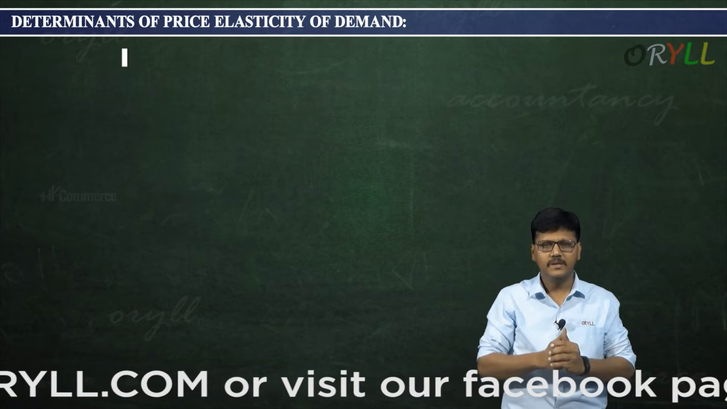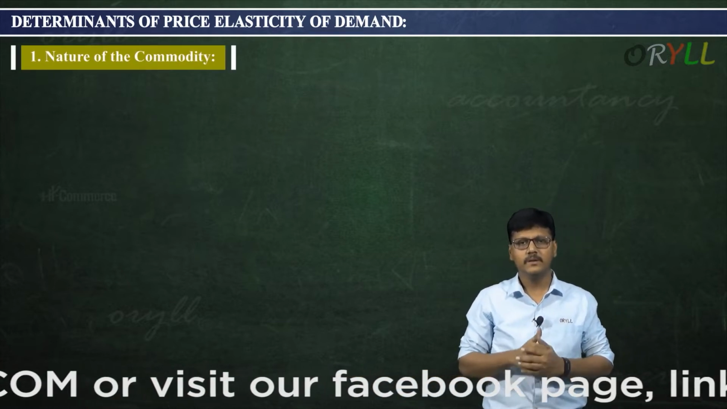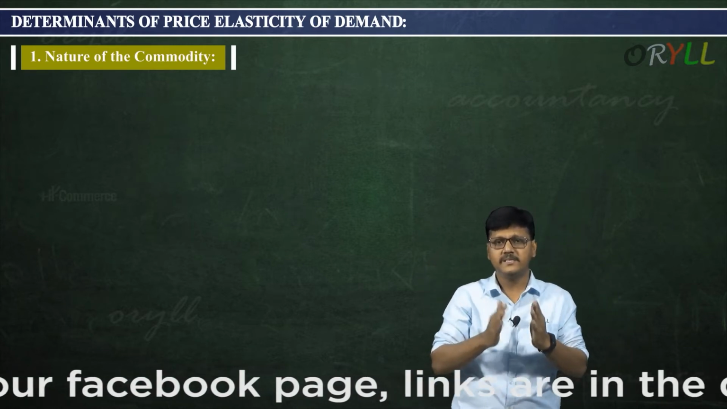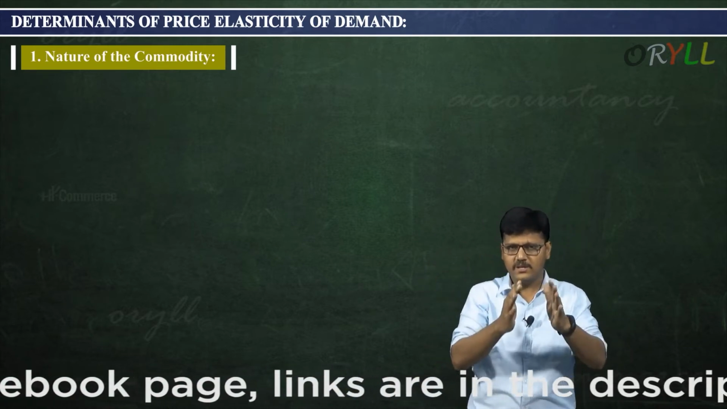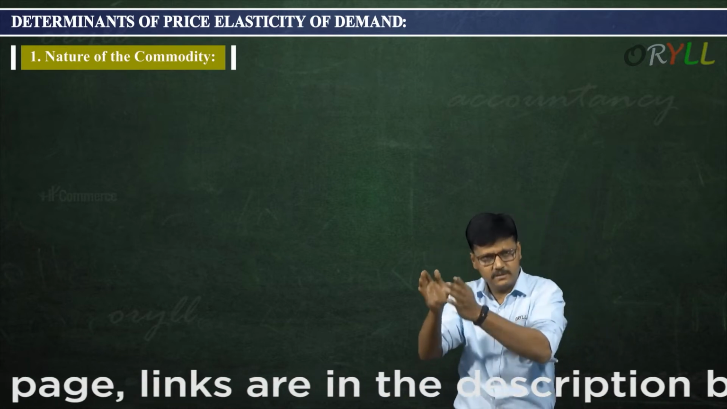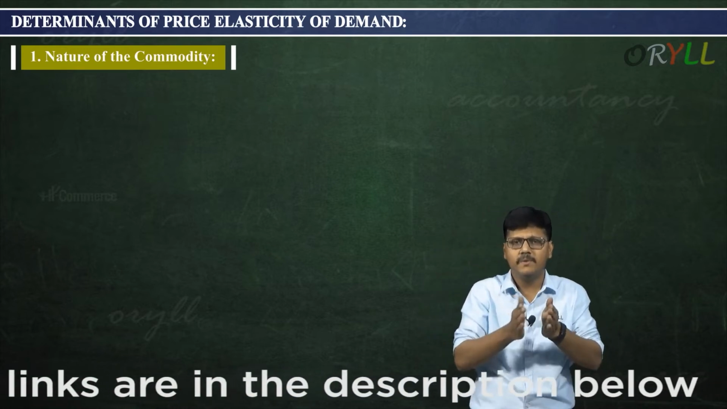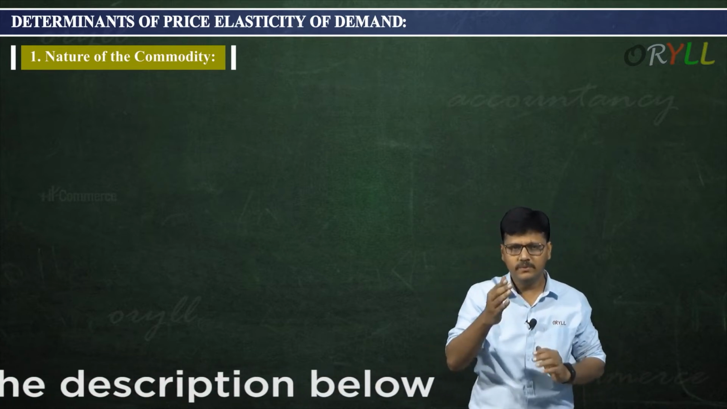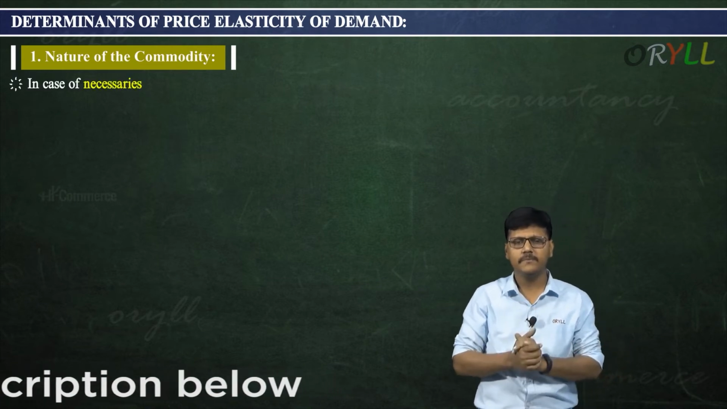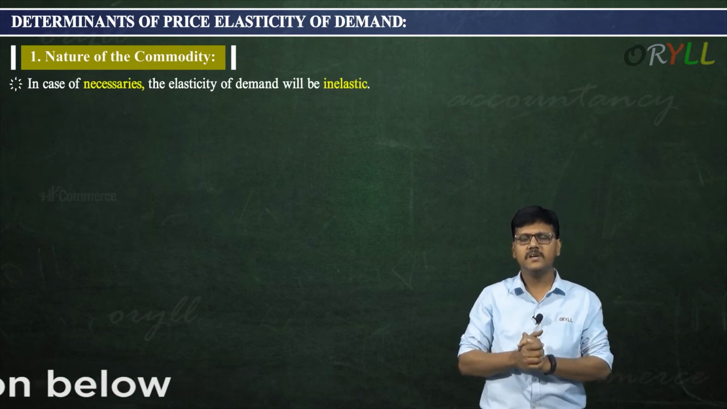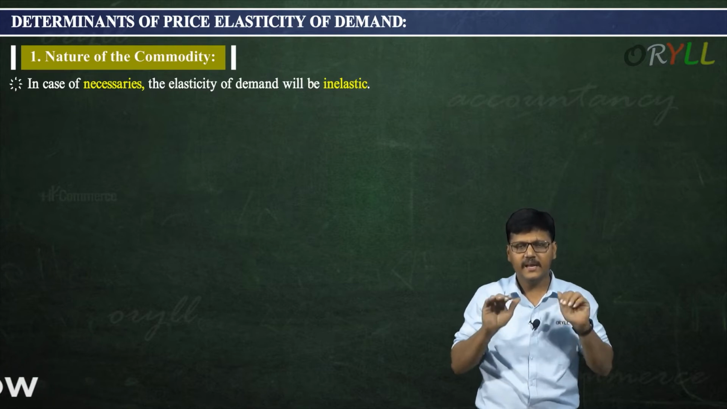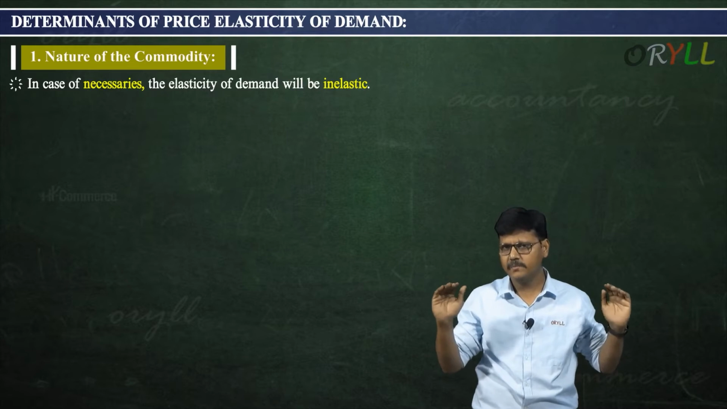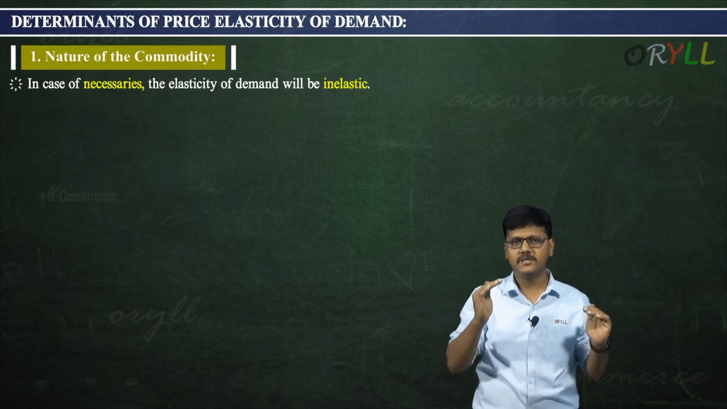The first one is nature of the commodity. Nature of the commodity determines the elasticity of demand, either it is elastic or inelastic. Elastic means more, inelastic means less. Keep in mind, wherever we use elastic it means more, inelastic means less. In case of necessaries, the demand will be inelastic. Inelastic means low, elasticity will be low.